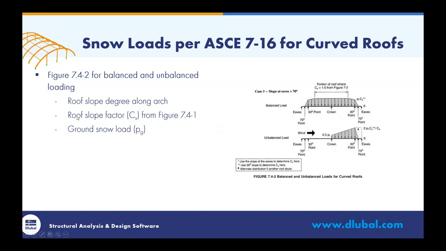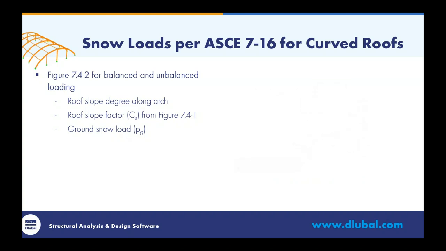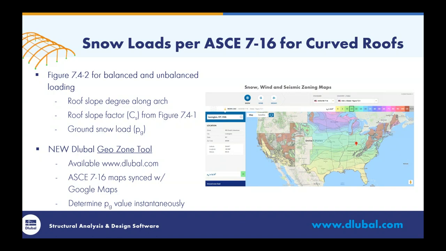So some geometry needs to be used here to determine these various points. In addition, we then take a look at the roof slope factor, C sub S, from Figure 7.4-1. And finally, the missing entity here to determine the load is the ground snow load. Now, the ground snow load is found within our ASCE 7 maps, as we all know, within the standard. But I did want to point out something that we recently added to our website, and this is called the GeoZone tool. So it is available on our website at dlubal.com, and what we've done here is we've incorporated the ASCE 7 2016 maps, and we've synced them with the technology from Google Maps. So what you can do is just easily type in the address of where your project is located, and we can determine information such as the snow load instantaneously.